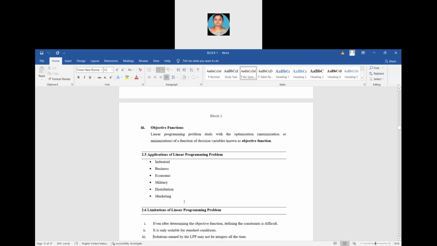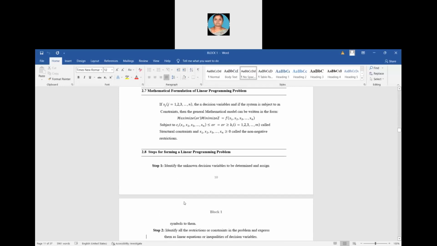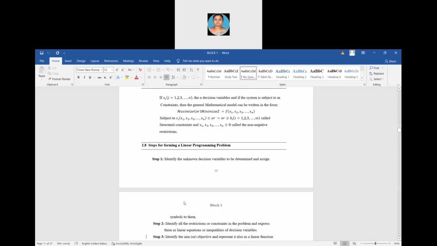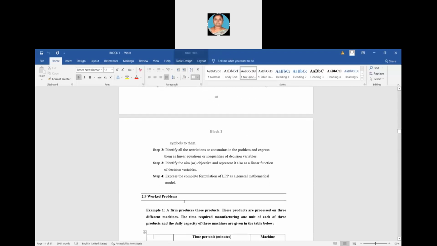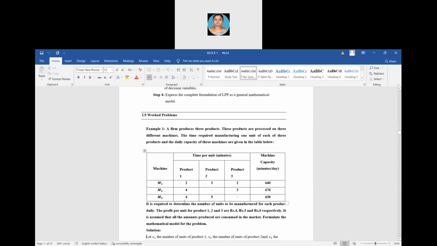And what are the disadvantages? What are the limitations we come across while applying the linear programming problem, and mathematically how we frame the linear programming problem? If you are doing some problems, this could be quite okay. And in the steps involved in framing a linear programming problem, you have to identify the decision variables and the restrictions we have here. All these things you should have clearly in mind. And we have seen some worked out examples.